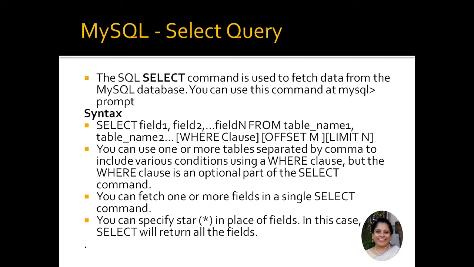But if I want only the name and the salary to be selected, then I write select name comma salary from, and the table name. So it will select only those two columns. Now if I want to use a where clause, I write select name, salary from student where name equal to Akash and so on. So this can be used that way.